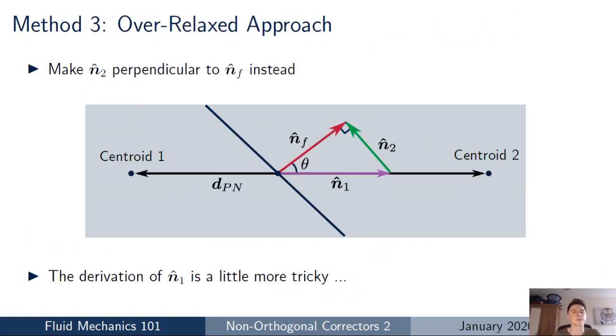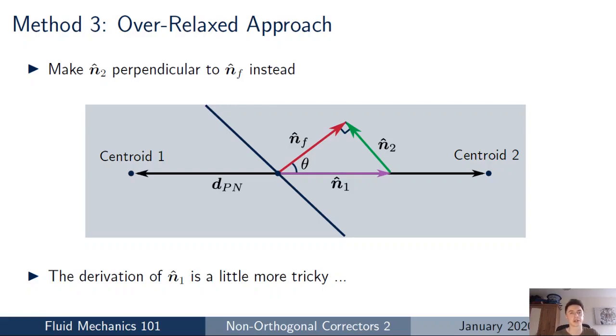Now, the third approach is called the over-relaxed approach. You'll see this one referred to a bit in the literature. It took me a little while to work this one out, but with the over-relaxed approach, you can see that the trick is to make n2, that residual vector, the green vector, perpendicular to the vector nf. So the right angle is sitting at the top of the triangle there, instead of at the bottom, which is what it was before. And with this approach, again, we can do some quick trigonometry to work out what n1 is, and then n2.